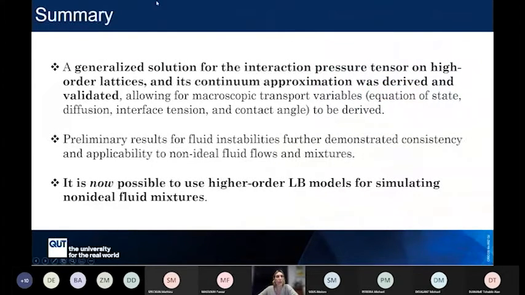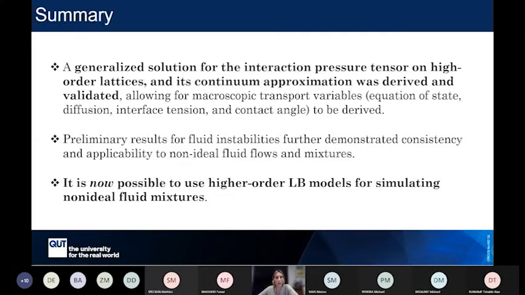So that's the end of the first part of the presentation. Basically, what we have developed and achieved is a high order lattice Boltzmann multi-component model that can simulate complex and non-ideal fluid mixtures. How did we manage to get that? We have a general solution for the interaction pressure tensor that is valid for any lattices, especially for high order lattices that didn't exist before.